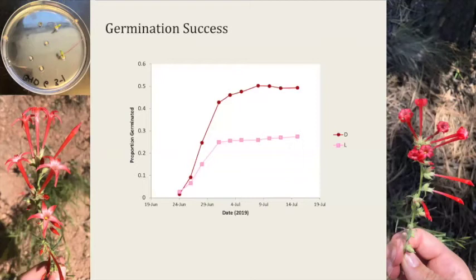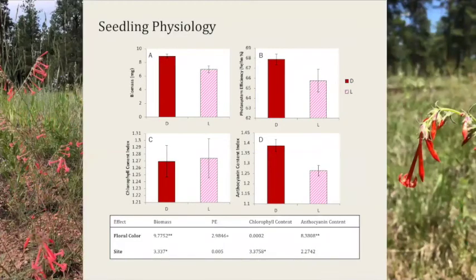The greater germination success of seedlings from dark maternal plants suggests that darkly colored adult plants are able to provide seeds, and thus seedlings, with growth advantages. Seed biomass and germination success translate to physiological advantages in seedlings from dark red maternal plants.